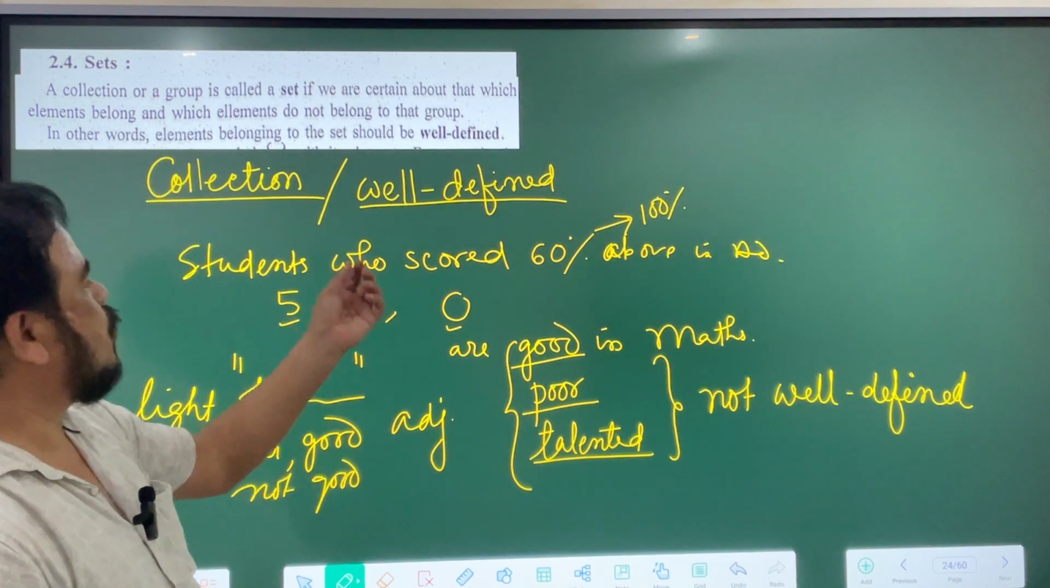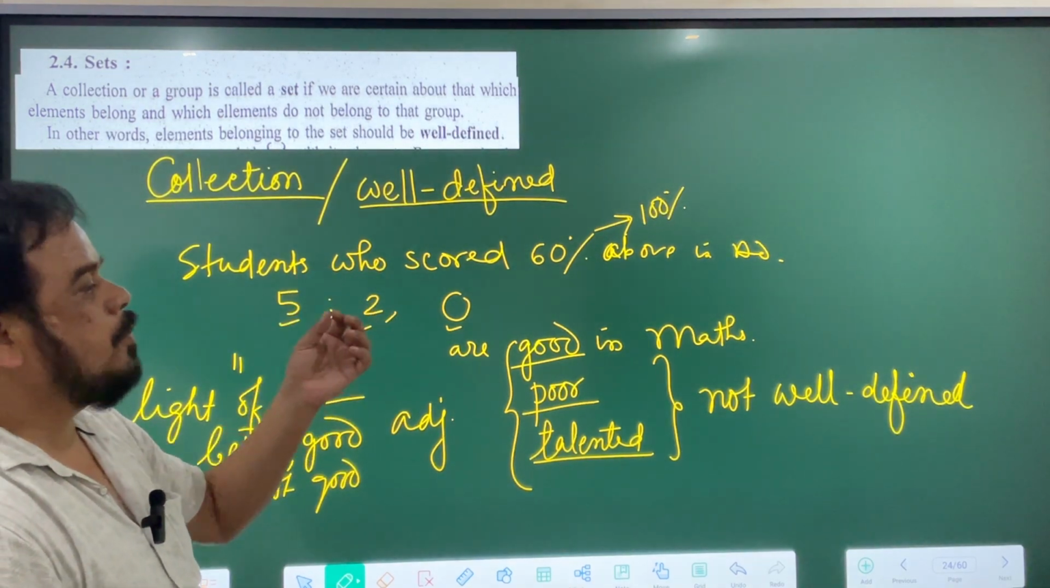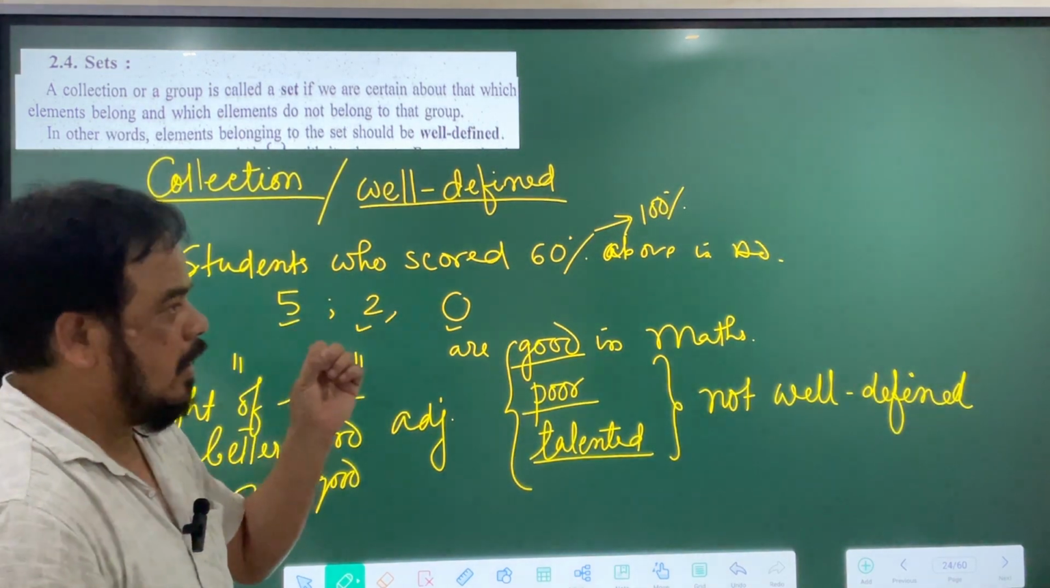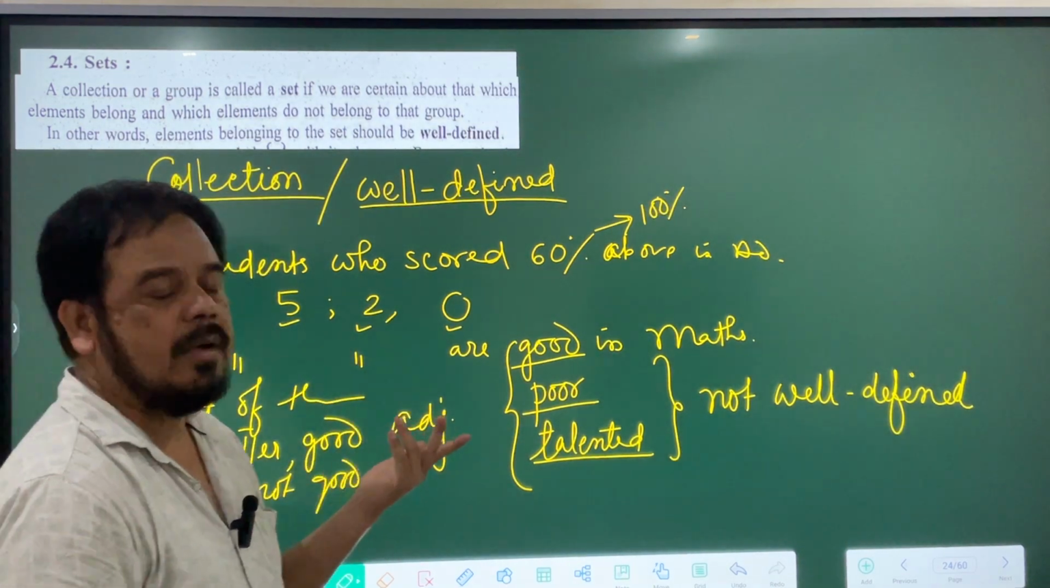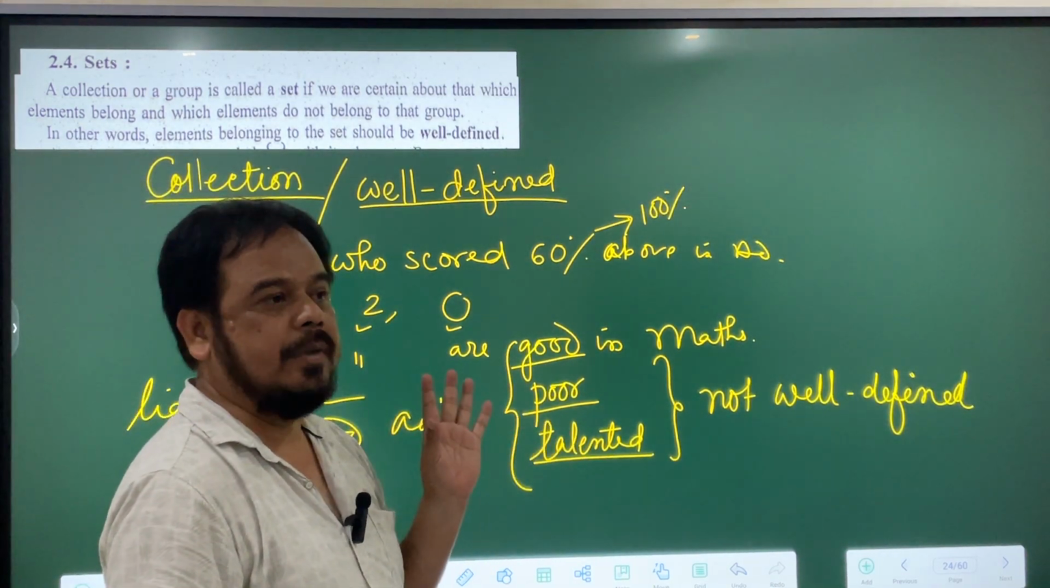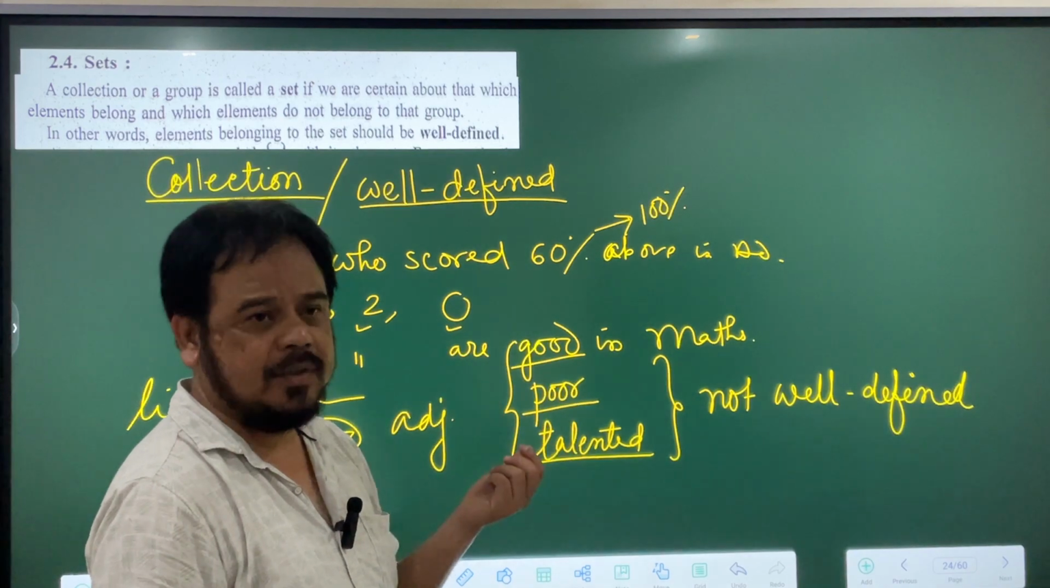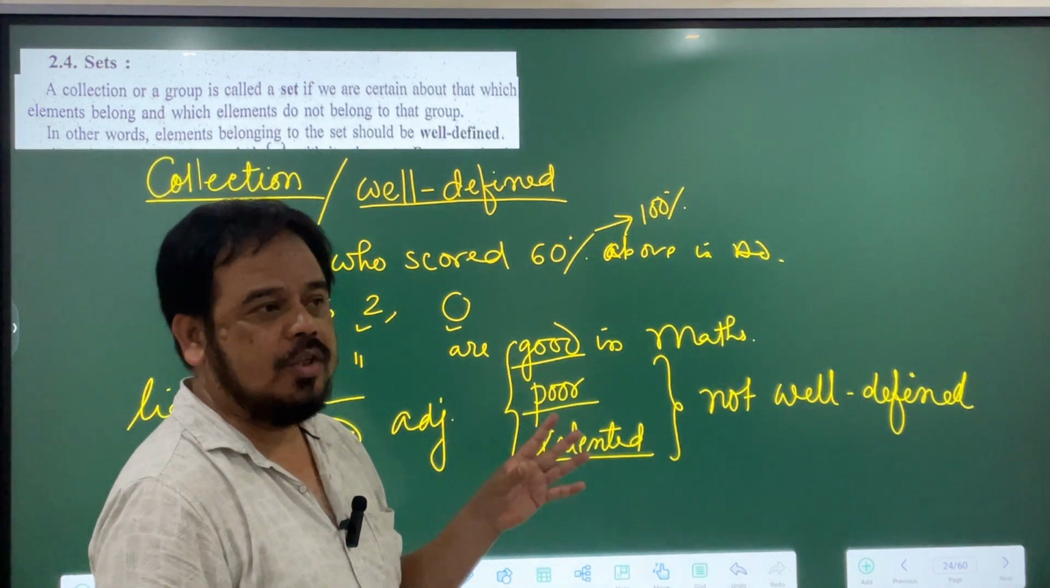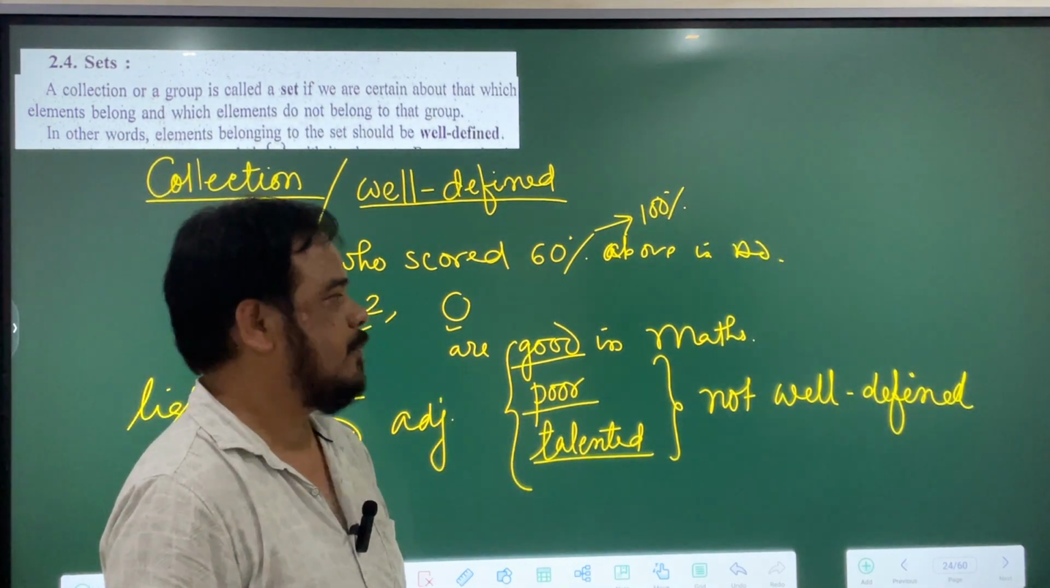And suppose students who scored 30% in class 9. There may be some numbers. If nobody scored 30%, there will be 0. So 0 or some number will be there.